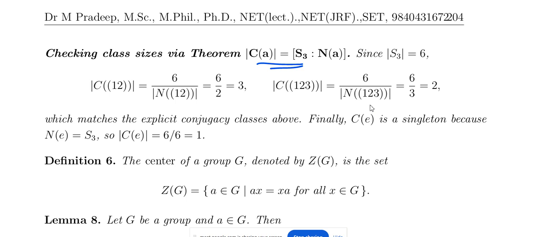So the conjugacy class of E is a singleton, because N of E is equal to S3. All elements of S3 commute with E, so every element of S3 is in N of E. The number of elements in C of E is 6 by 6 equal to 1. That comes out correctly. Okay, this is the special equation for the conjugacy classes.